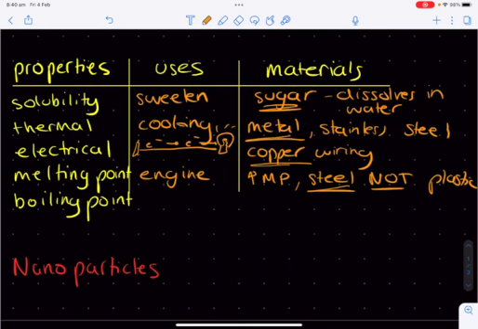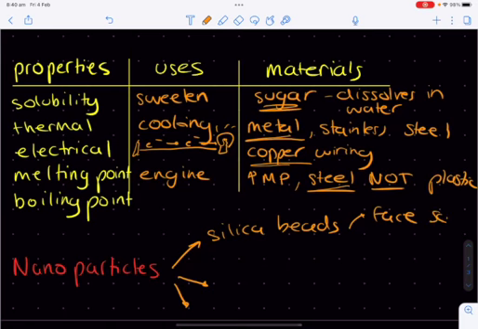Boiling point, so same sort of thing. If we want to have a low or a high boiling point, we can change that with different sorts of properties. I just want to draw your attention quickly to the idea of nanoparticles. These are very small particles that are used in different things. You maybe have heard of silica beads. They're very bad for the environment, used in shampoos or not shampoos, but face scrubs. So these have these little beads that exfoliate our skin, but they're bad for the environment.